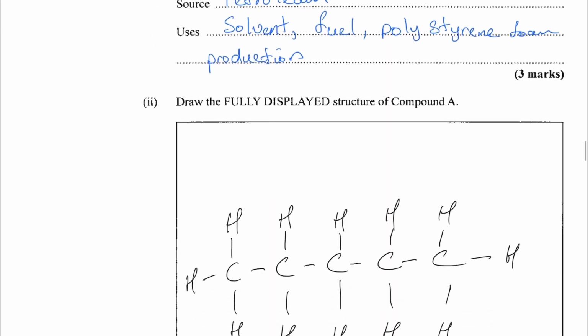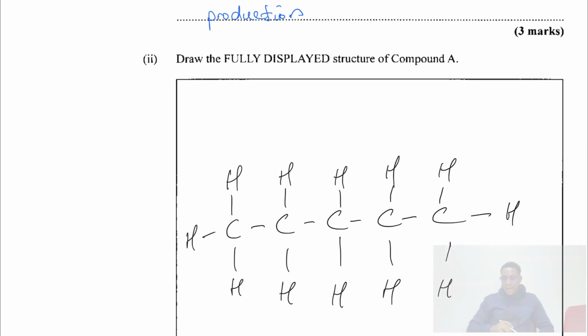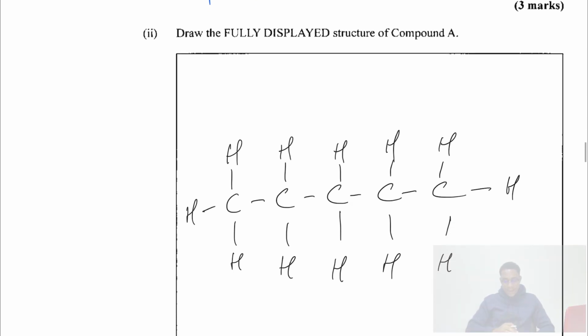There we go. And just to save time, they wanted us to draw the structure of compound A. Here we have C5H12, and as we know, this would be pentane. It has no double bond, so therefore this one is pentane.